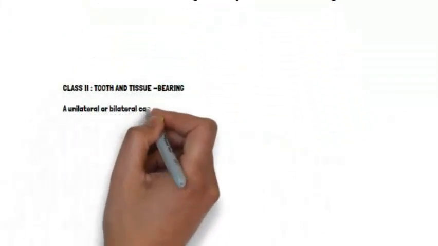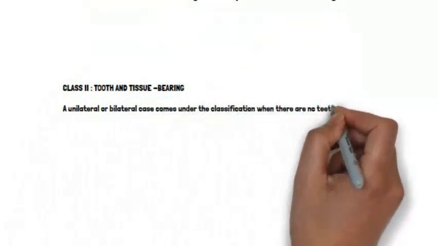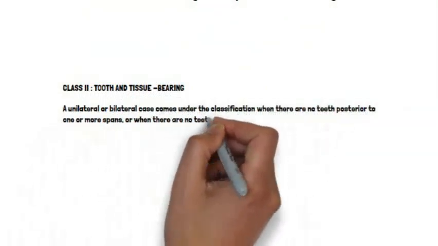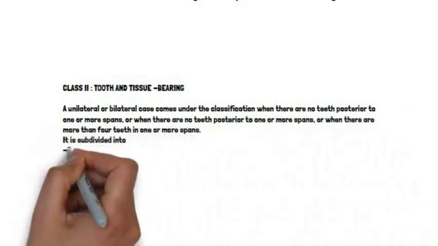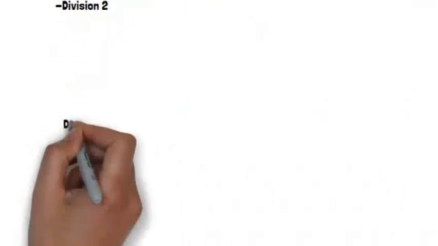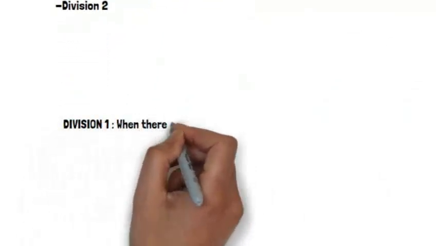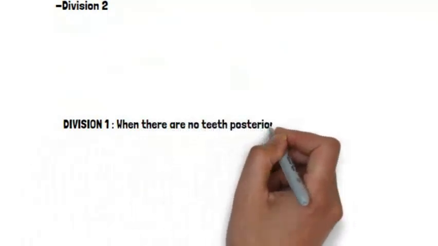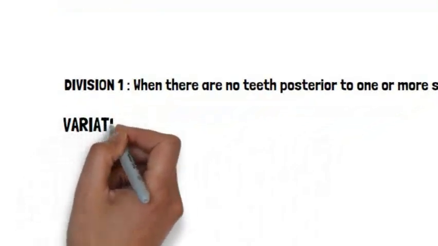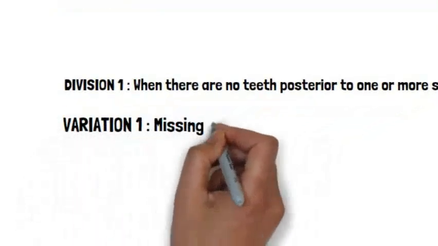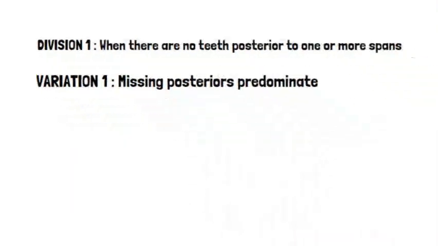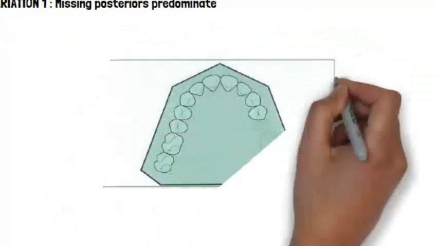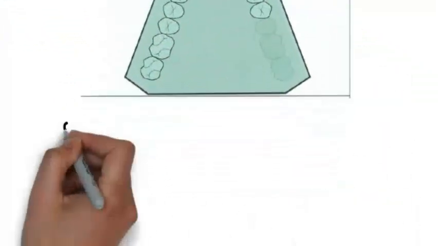Class 2, tooth and tissue bearing. A unilateral or bilateral case comes under this classification when there are no teeth posterior to one or more spans, or when there are more than 4 teeth missing in one or more spans. It is subdivided into division 1 and division 2. Division 1: when there are no teeth posterior to one or more spaces. Variation 1 under division 1: missing posteriors predominate. Type A: posteriors missing and anteriors are in place.